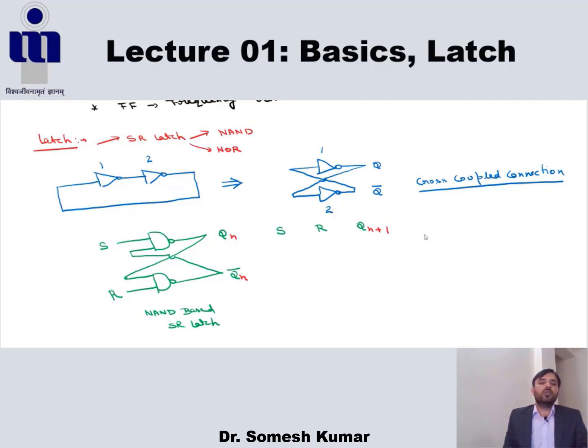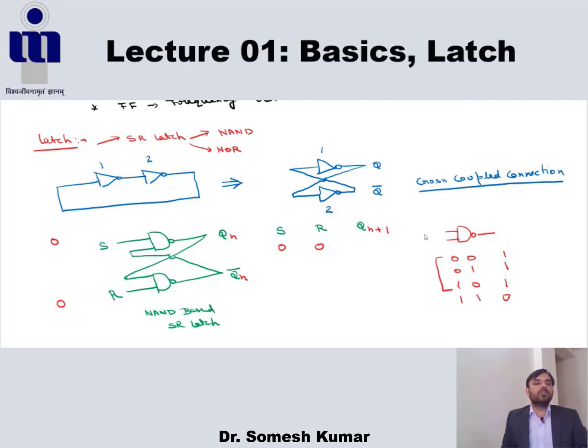So there are two inputs S and R. How many combinations? With two inputs there are four possible combinations. The first combination is 0 and 0. If both inputs are 0, what will be the output? You know the property of the NAND gate, from the truth table of NAND gates: what happens if both inputs are 0, 0? The output should be 1. So it is clear that if any input is 0, the output is 1.